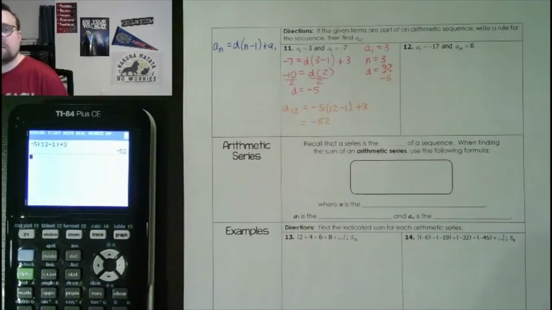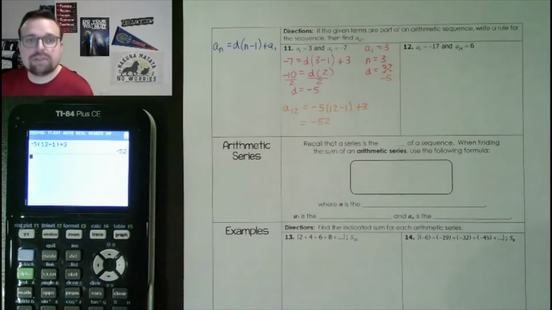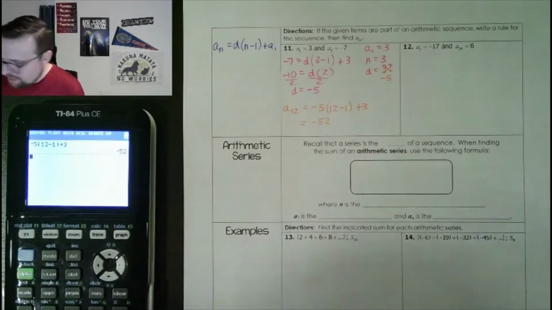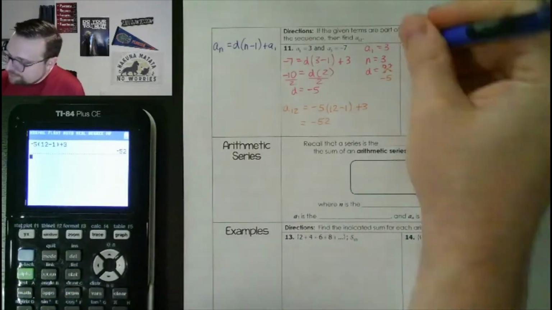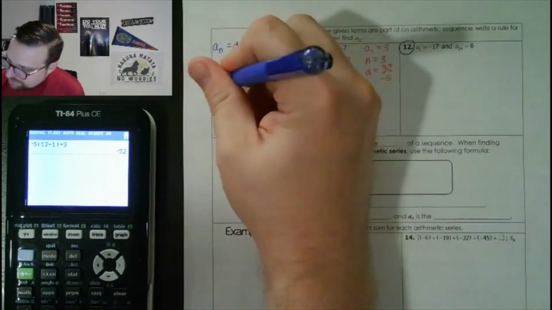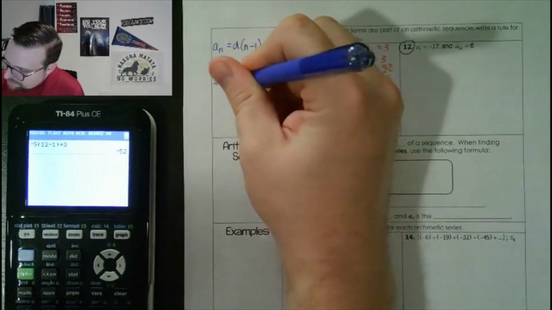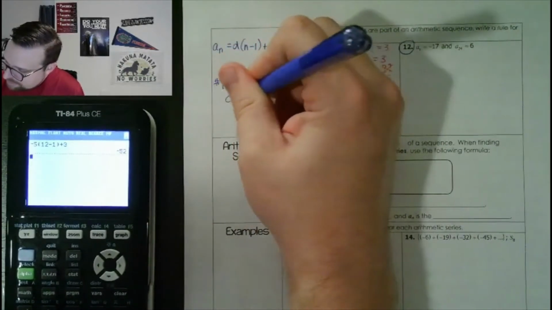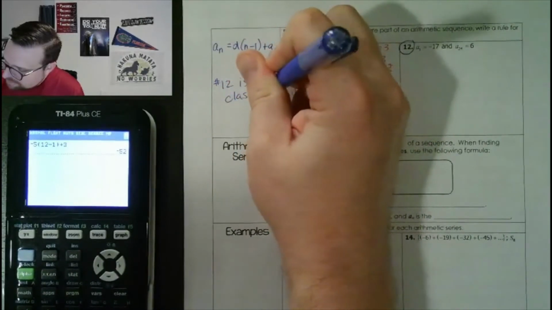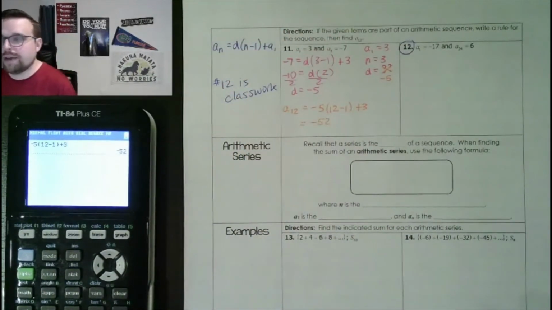Okay, so this is a two-parter here. You need to figure out what the rule is that you're going to follow, and then what the actual result is of finding the 12th term. Okay, I'm going to leave 12 for you as a classwork. So you can check that example out, okay?